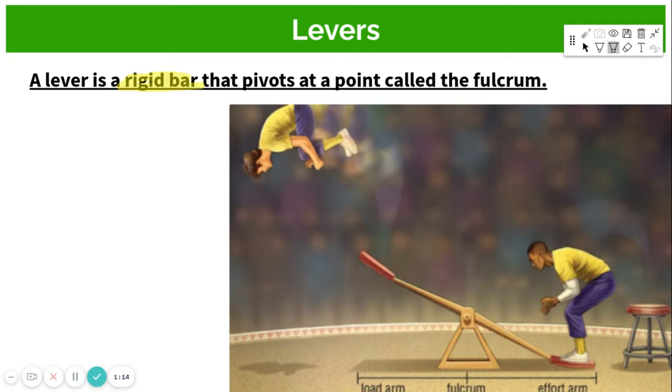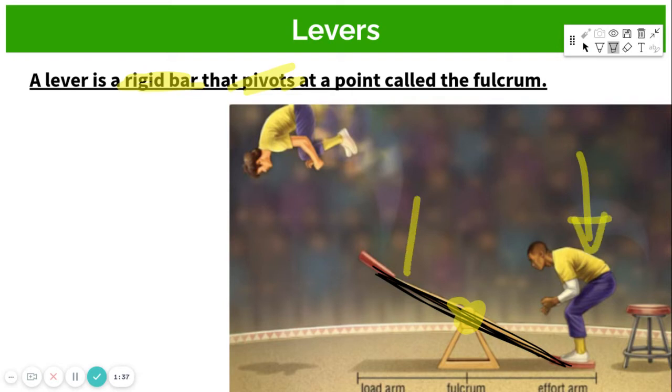Or it doesn't actually have to be straight. Just needs to be firm. So that's what rigid means. So if you take a look here at this picture, this is the rigid arm. It's this part over here. It's a flat, straight piece, and then what it needs to do is it needs to pivot at a point. So pivot basically means it needs to turn. So if you look here, this is where it's going to pivot. When he jumps on it, it's going to go down, this side's going to go up, and this point over here is going to twist, also known as pivot. Pivoting is another word for twisting, okay?